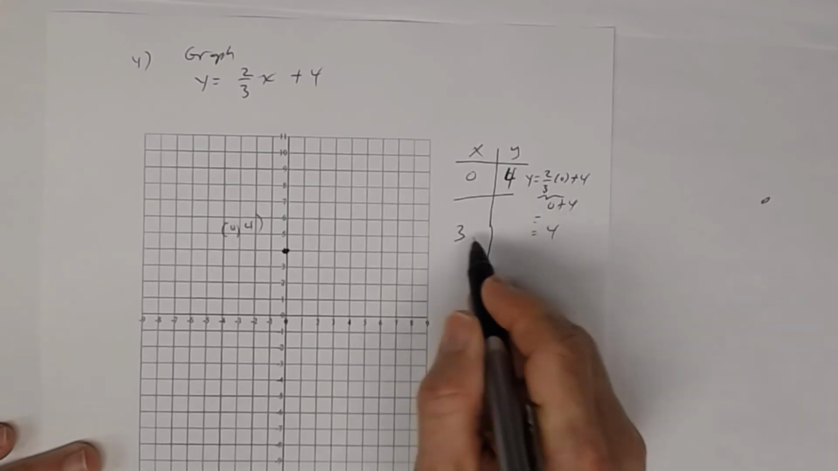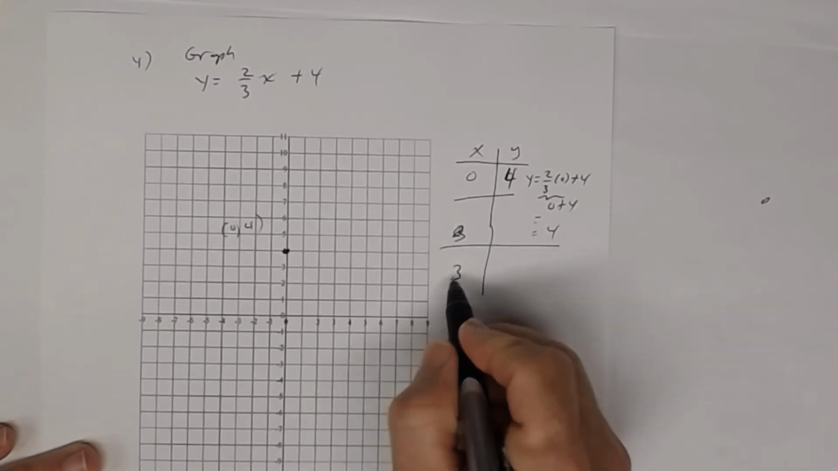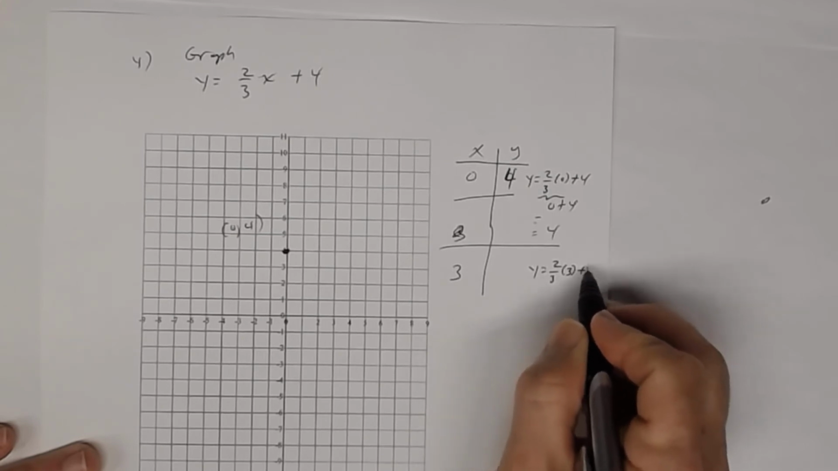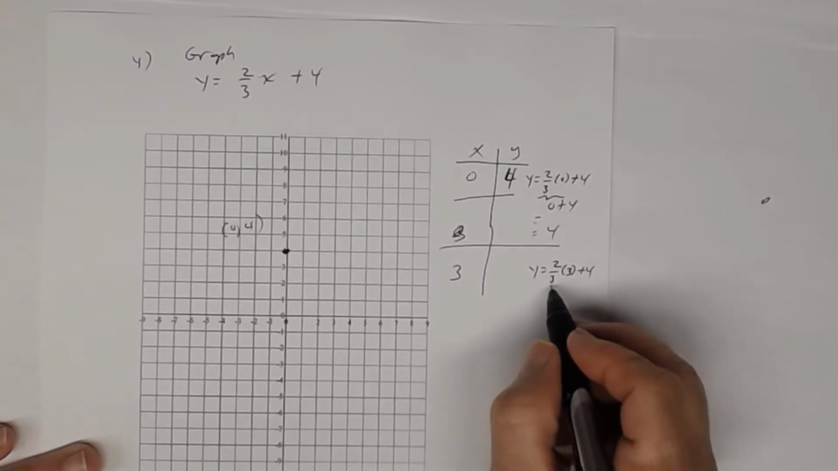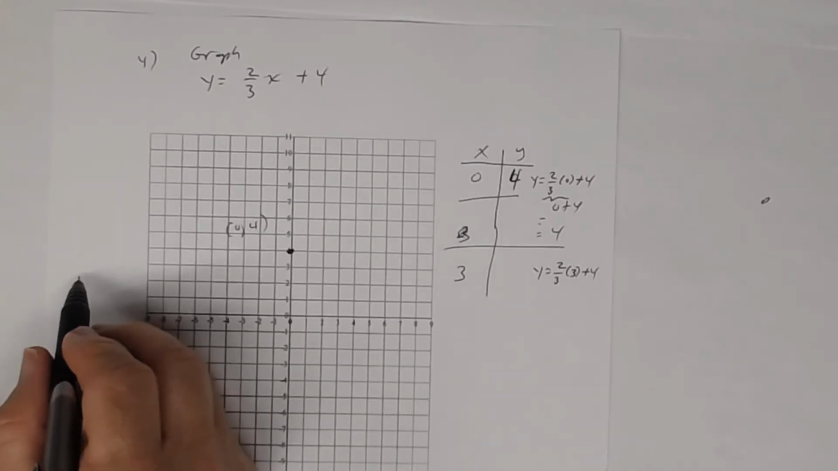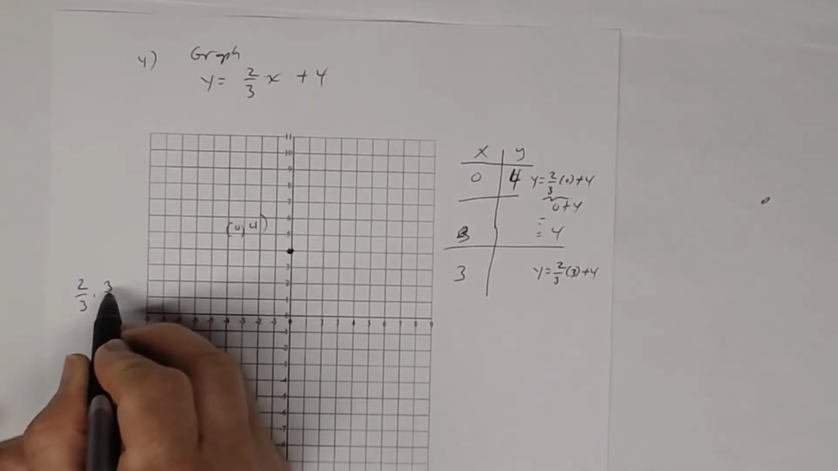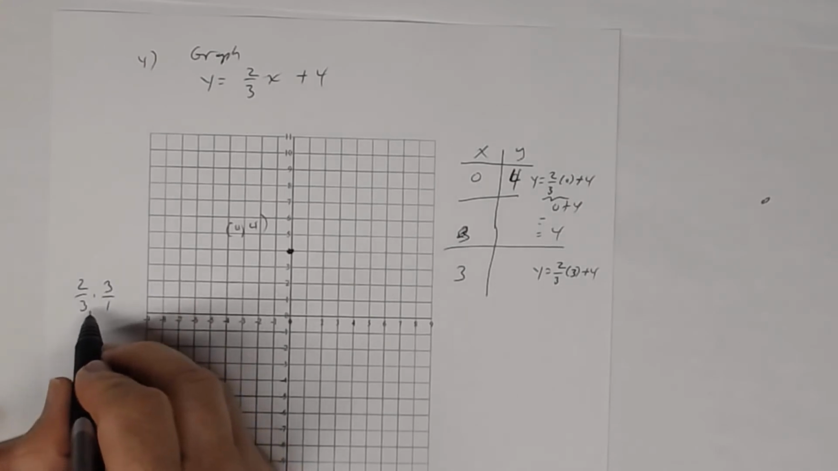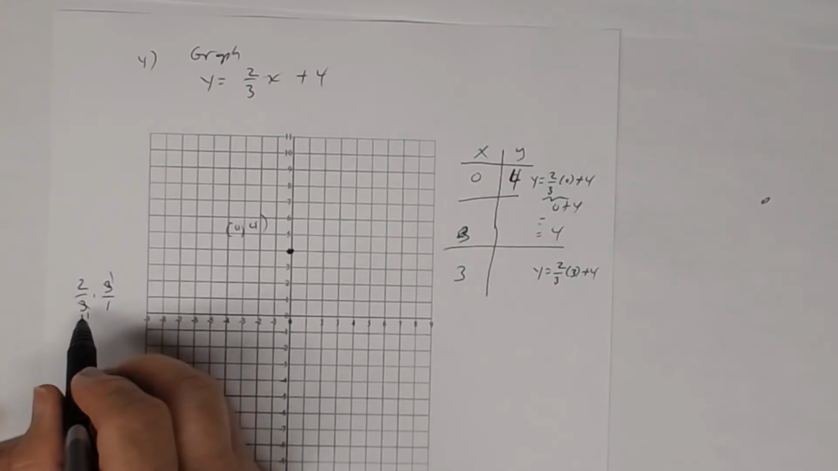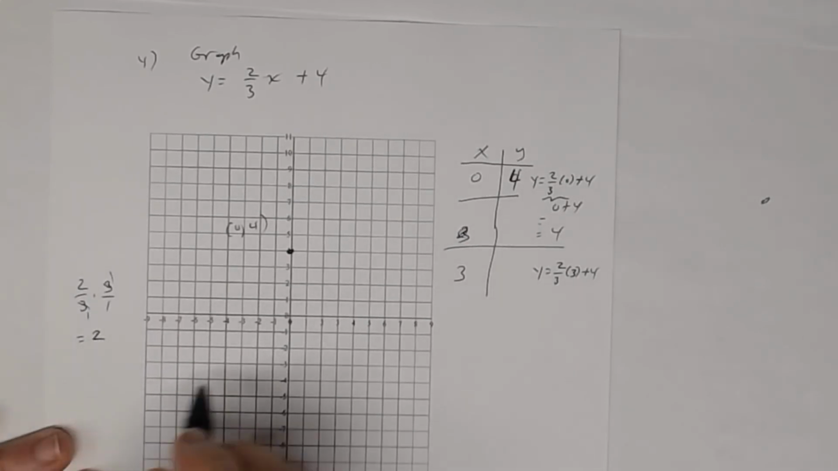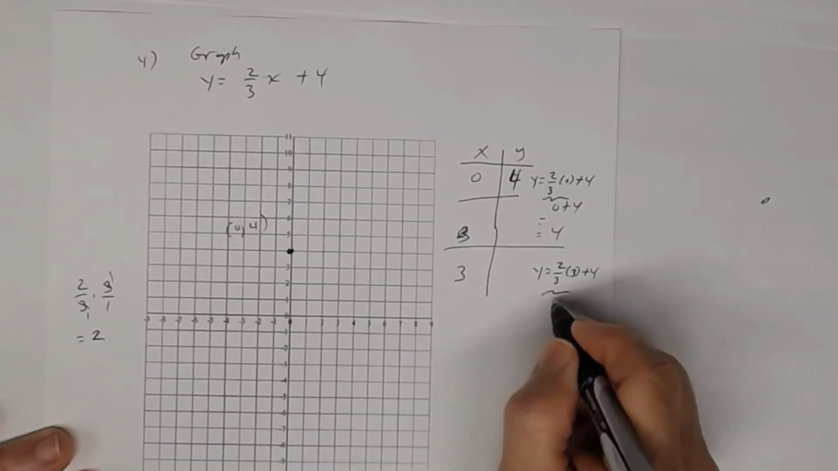So if x is 3, let me go ahead and do it right here. If x is 3, I get y equals 2/3 times 3 plus 4. All right, 2/3 times 3, right? So think about what we're doing here. Remember, 3 I can write as 3 over 1, and then you can reduce first. The 3's divide out. So what's 2 times 1? 2 times 1 is 2. So 2/3 of 3 is 2.